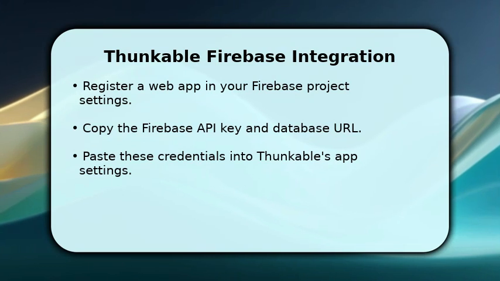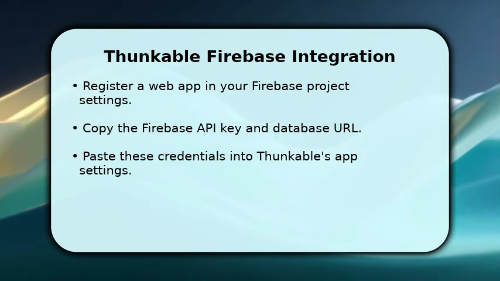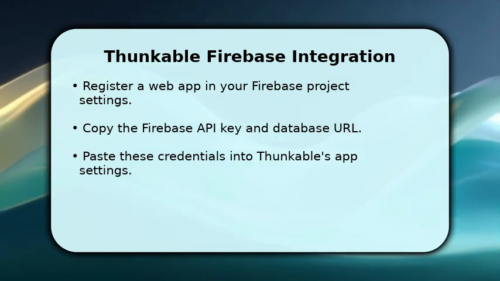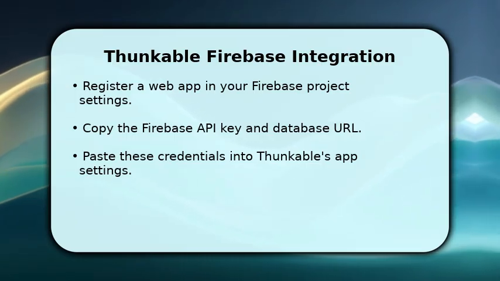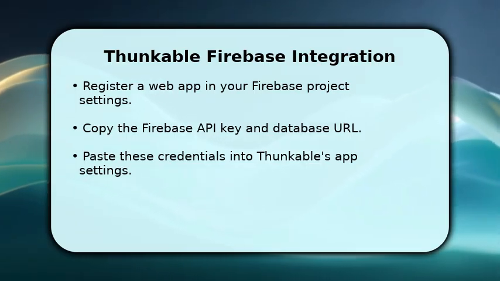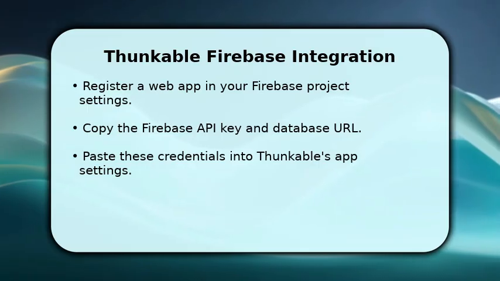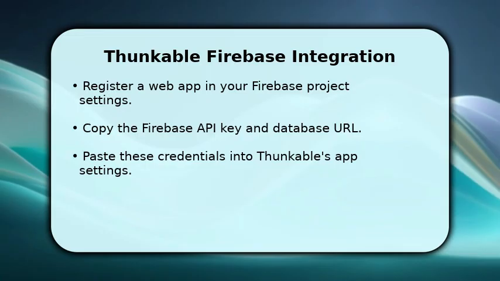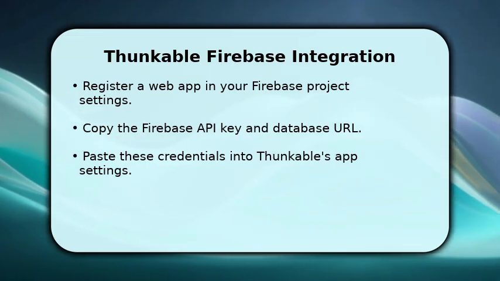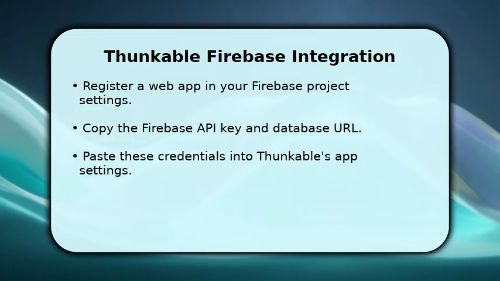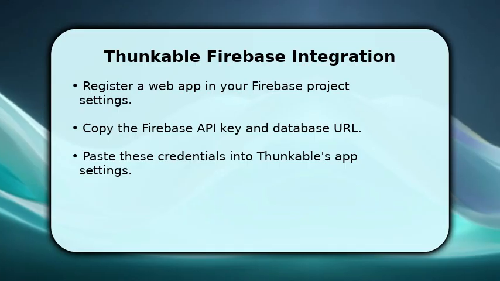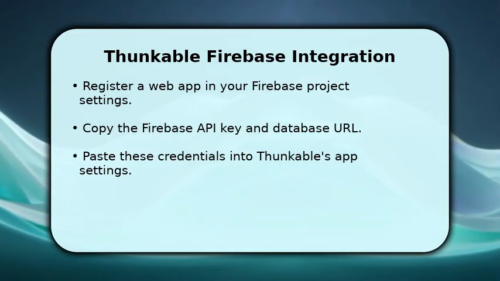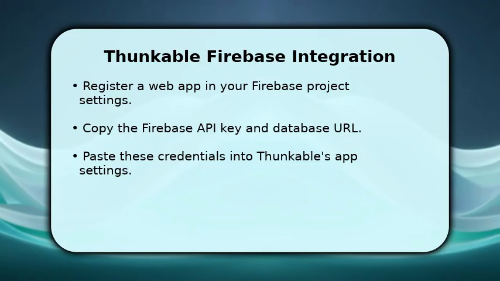Now, let's integrate Firebase with your Thunkable project. In Firebase, go to Project Settings and register a web app to obtain your unique API key and database URL. Keep these two pieces of information handy. Switch to your Thunkable project, click the gear icon for App Settings, and locate the Firebase section. Paste the copied API key and database URL into their respective fields to establish the connection.